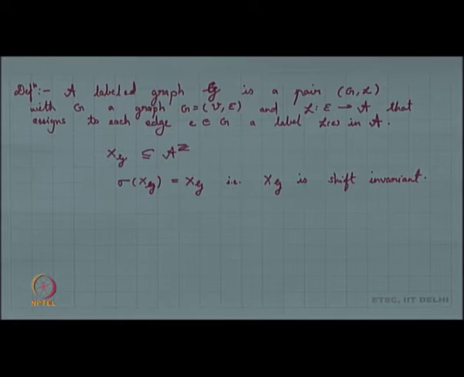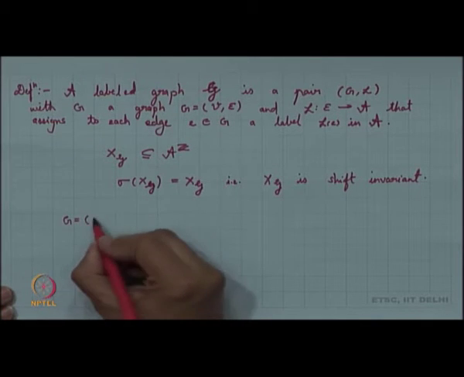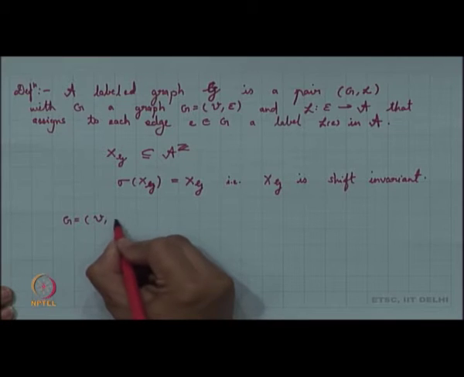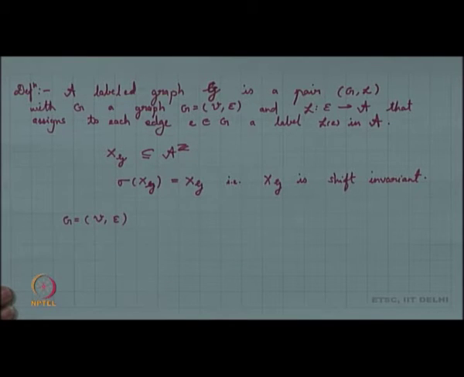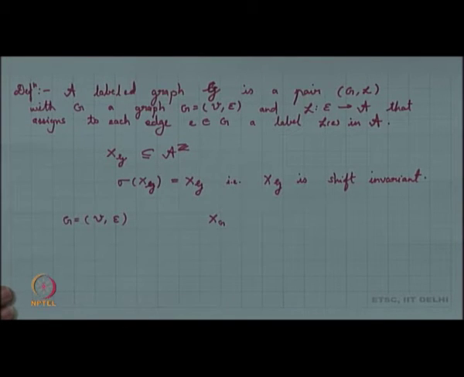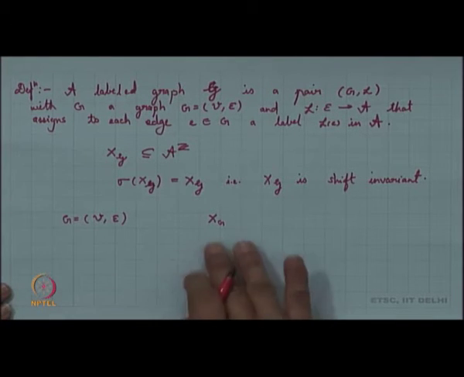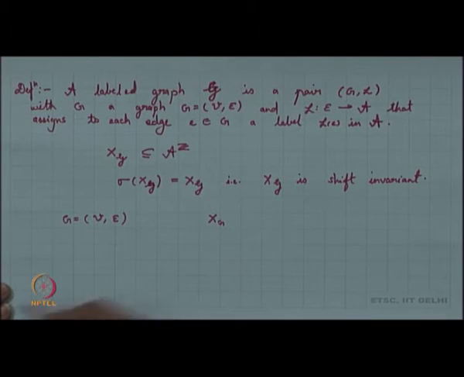There is one thing. So, this is shift invariant. Now, think of another factor here: you already have this graph G, which has your vertices V and your edges E, and this graph G is going to generate an edge shift, which we call XG. This edge shift is already there with us.